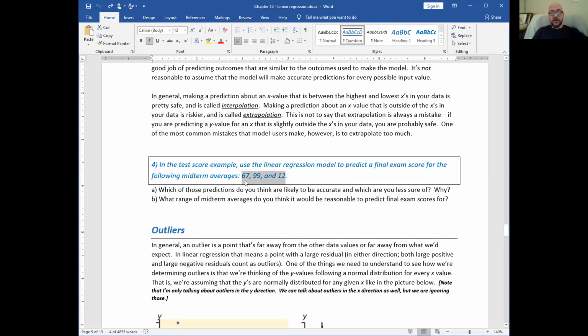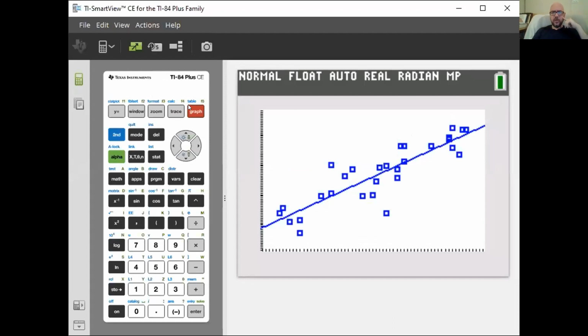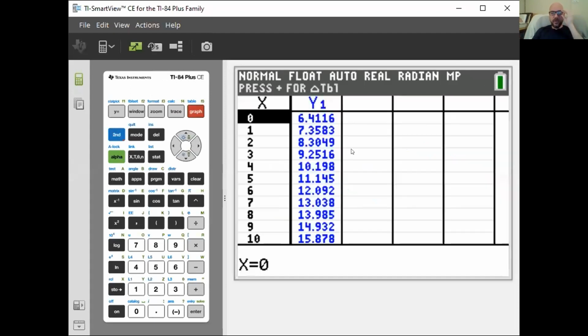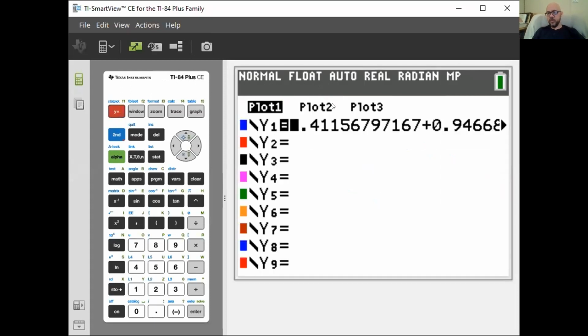So first let's see how to do that. I'll show you the easiest way to do it, and then I'll show you an alternative way, just to emphasize something. The easiest way I know of is the following. I'm going to go to table. Second function of graph here is table. So let's go there. What you'll notice is that it's got x and y1. And remember that my regression equation is in y1, right? If I go to y equals, that's where the regression equation is.